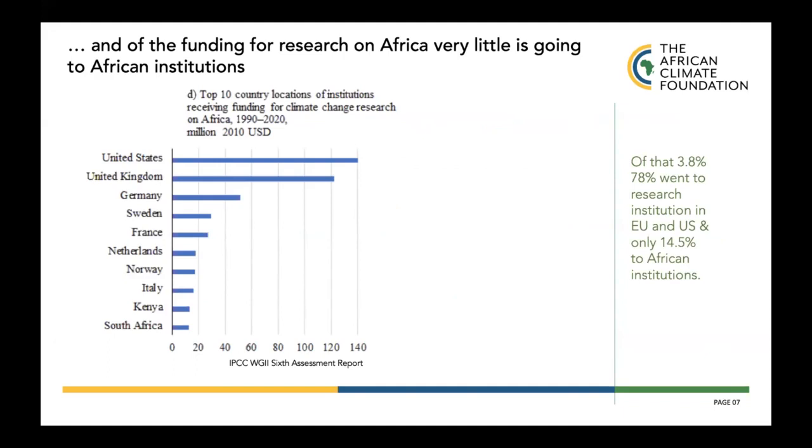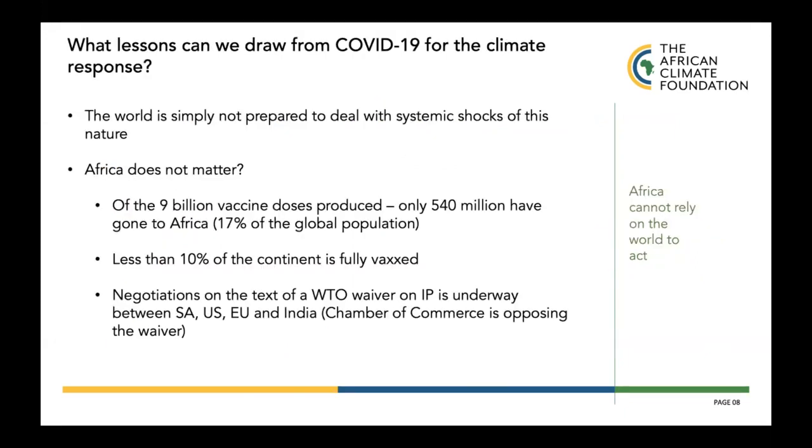So the picture I've painted is very concerning, and hopefully we're coming out of the COVID pandemic. So what I want to do is to look at if there are any lessons that we can draw from the COVID response that can possibly shed light on what's to come in terms of a climate response. I think the first and very important lesson is that it's abundantly clear that we as a global community, global and domestic institutions, national and subnational governments are simply not prepared to deal with the systemic shocks of this nature. I think the second lesson is that clearly Africa is not a priority.